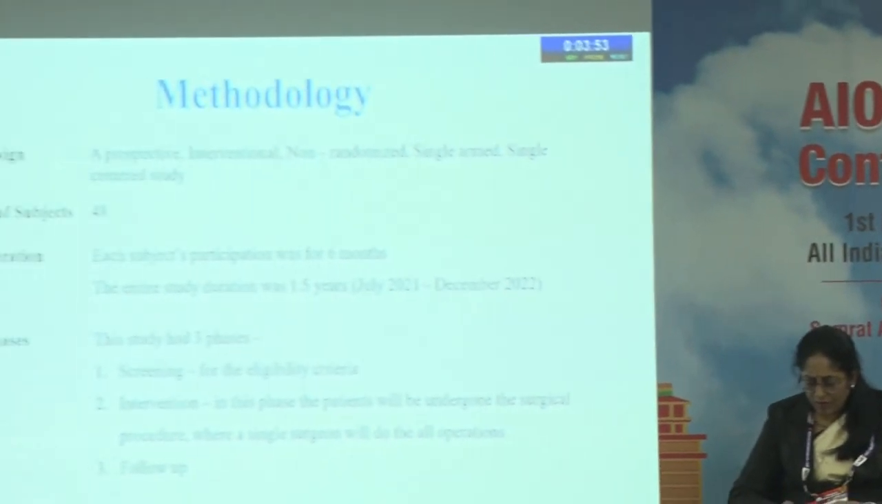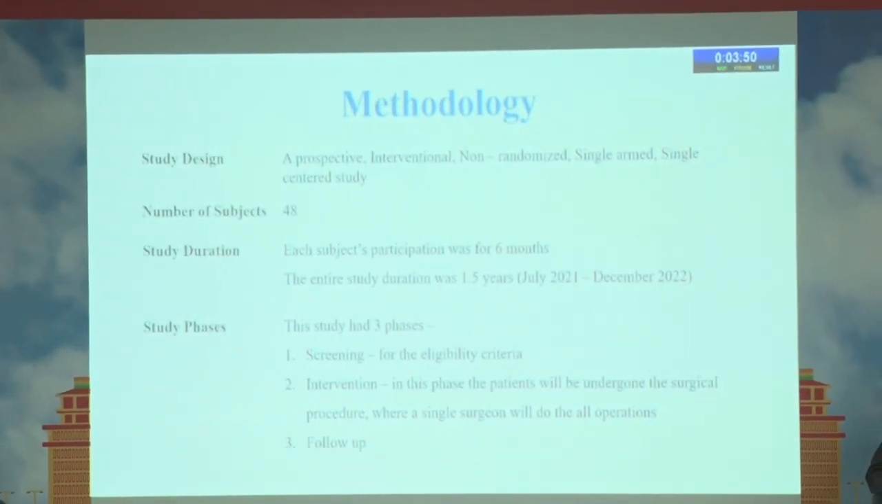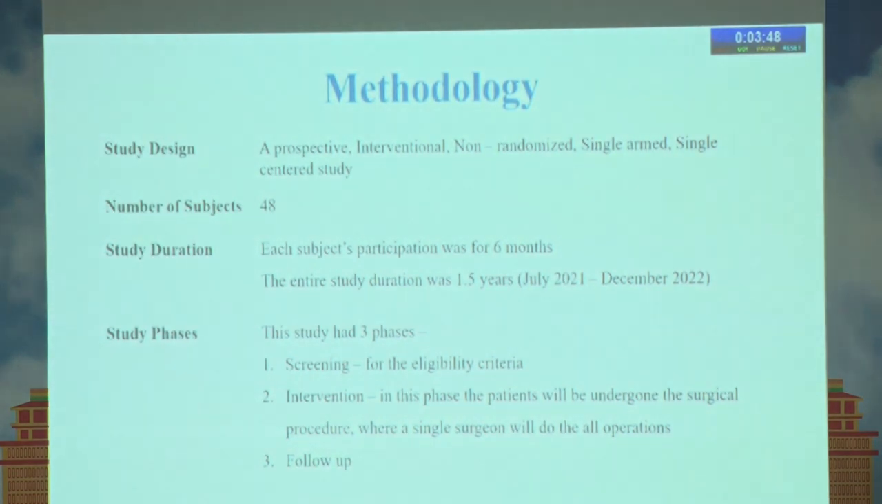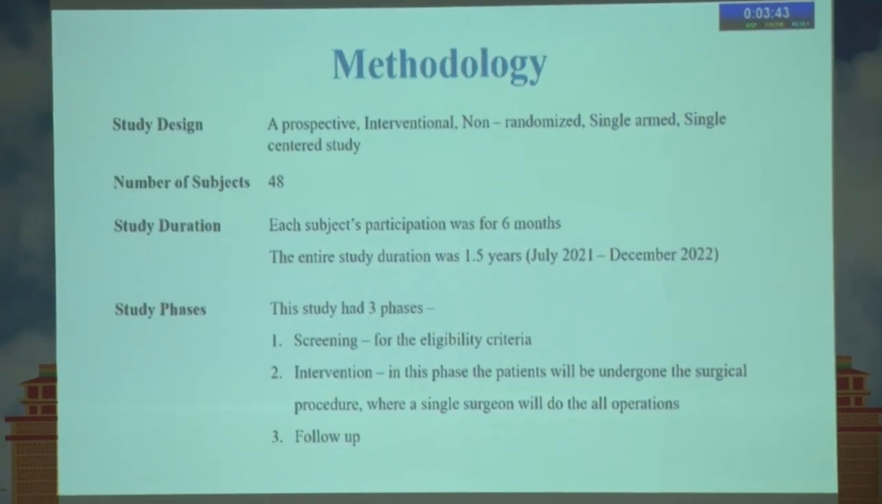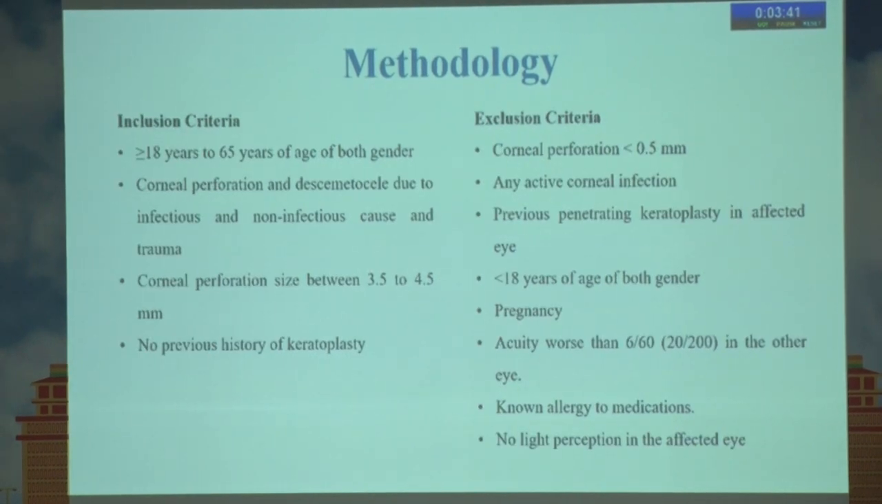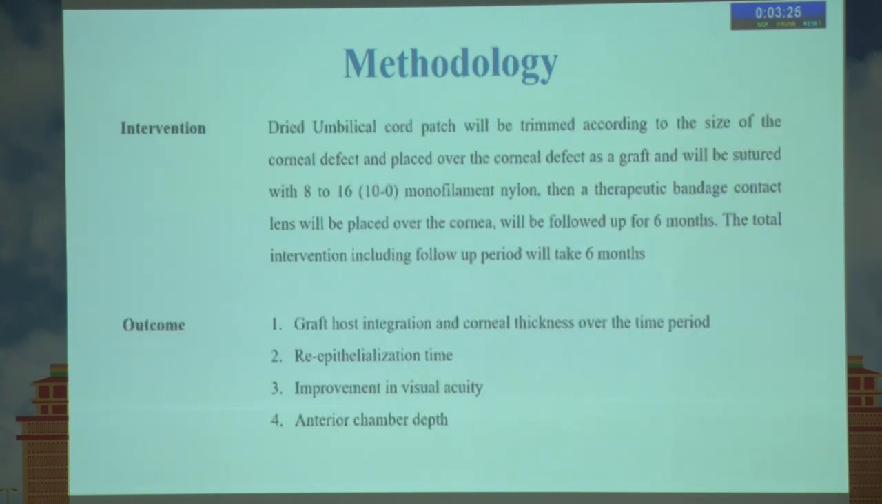For that, we have done a prospective interventional non-randomized single-arm single-centered study with 48 patients. All of them were followed up for at least 6 months, and the entire study duration was 1.5 years. This study has three phases. Patients from 18 to 65 years old of both genders were included. Corneal perforation due to infectious or non-infectious cause, with size between 3.5 to 4.5 millimeters, was included, with no prior history of keratoplasty.